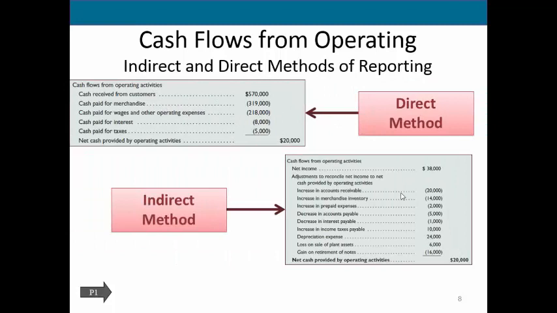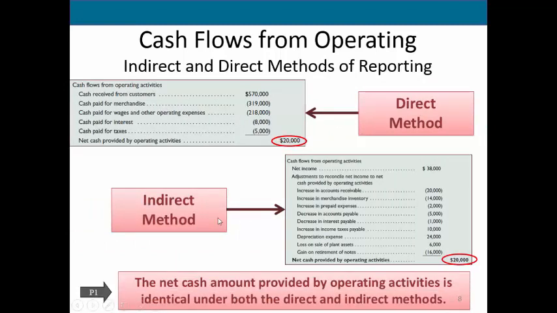So here are our basic two methods. We have the direct method and the indirect method. And remember, this is only going to differ in our operating activities section. So you can see here, this is just a snapshot from a statement of cash flows. Up here is the direct method, down here is the indirect method, and you'll notice here we're only looking at operating activities. The bottom line is that we're going to get the same final answer. The net cash provided by operating activities in both cases is $20,000.